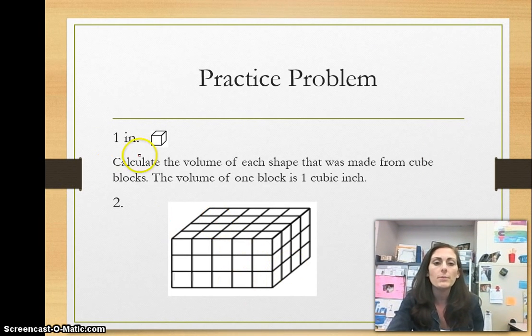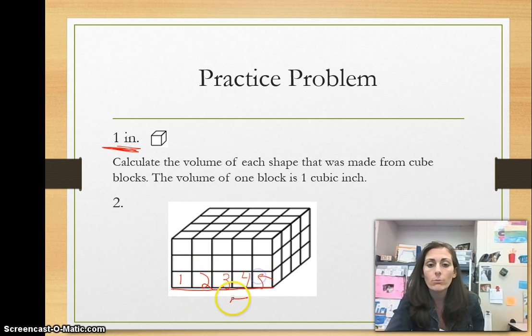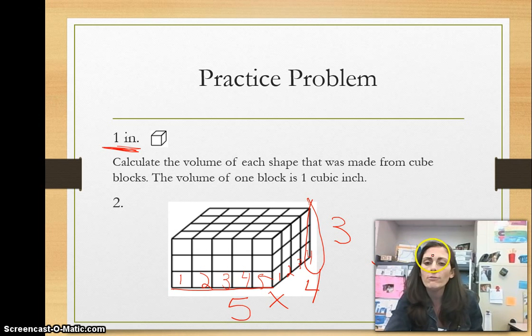Here's your next practice problem. This time, a cube is represented by 1 inch. So remember that so you can label it correctly with the correct unit of measurement. And we're going to calculate the volume of this box as well. So we need to look at the length. 1, 2, 3, 4, 5. We have 5 by 1, 2, 3, 4. 5 by 4, and the height is 3. So our dimensions are 5 by 4 by 3. So go ahead and push pause and push play when you're ready to see if you got the correct answer.